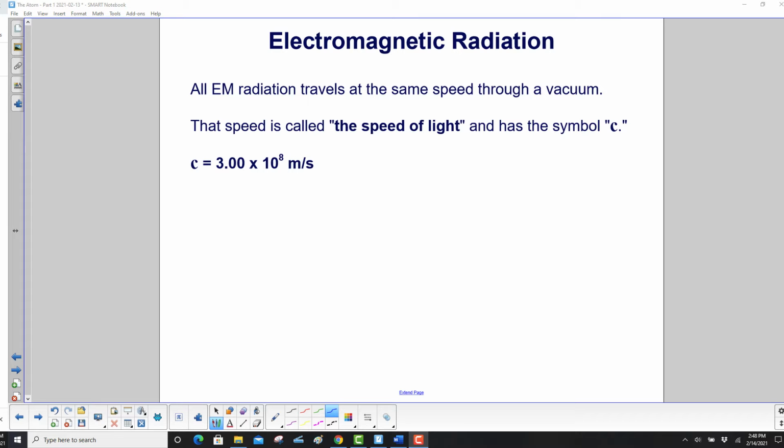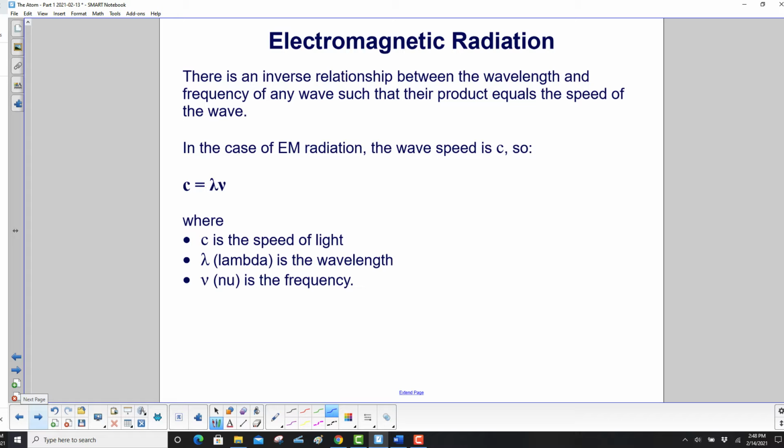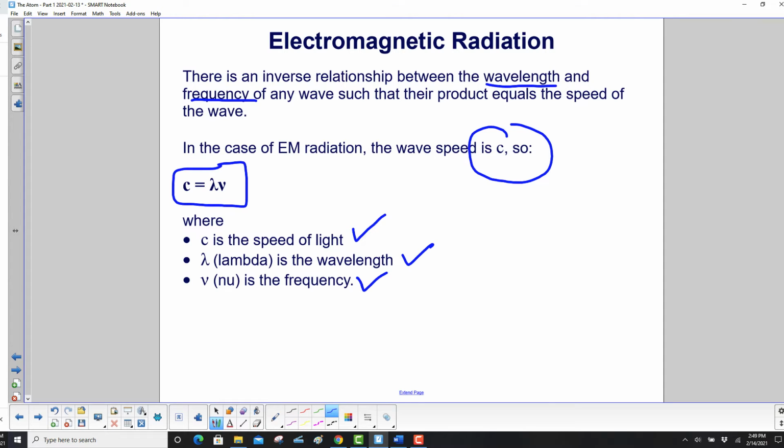All electromagnetic radiation travels at the same speed through a vacuum. That includes light, X-rays, infrared, all the same. That speed is called the speed of light and has the symbol c. c is 3.00 times 10 to the 8th meters per second. There is an inverse relationship between the wavelength and the frequency of any wave such that their product equals the speed of light. That's pretty cool. So in the case of EM radiation, the wave speed is c, so c is equal to lambda nu. c is the speed of light, lambda is the wavelength, and nu is the frequency.